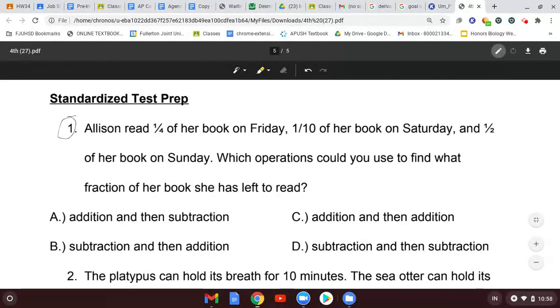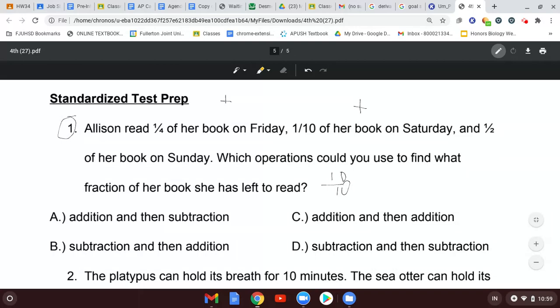Okay. So, in order to find out how much of the book she has left to read, right? She read 1/4, 1/10, and 1/2, right? So we would add these three fractions, because we're trying to find out the remaining left, right? So we can do this by thinking. Let's just say her book is 10/10, right?